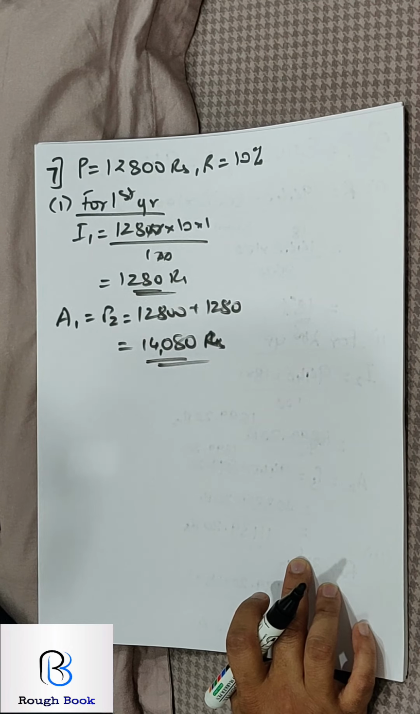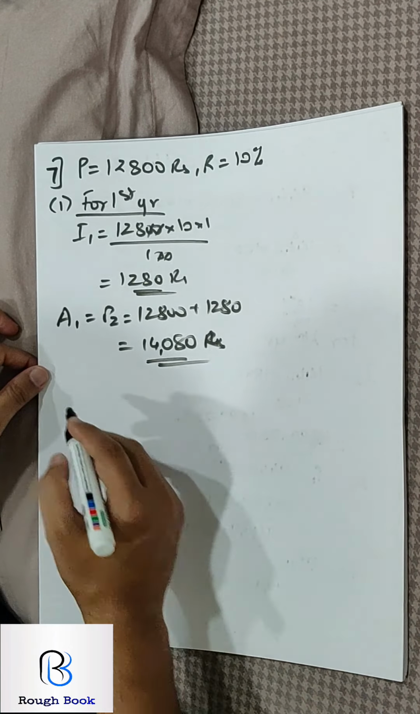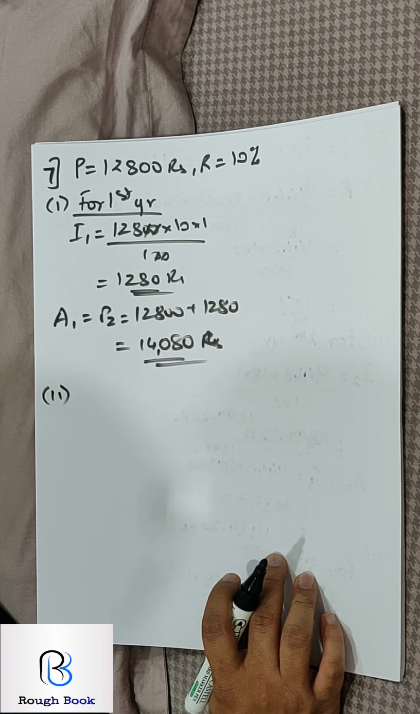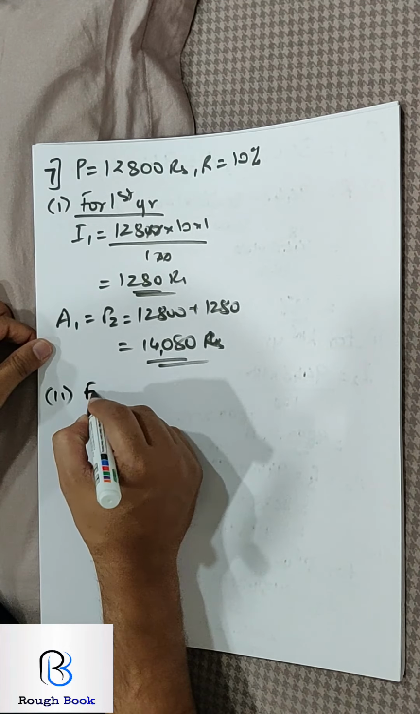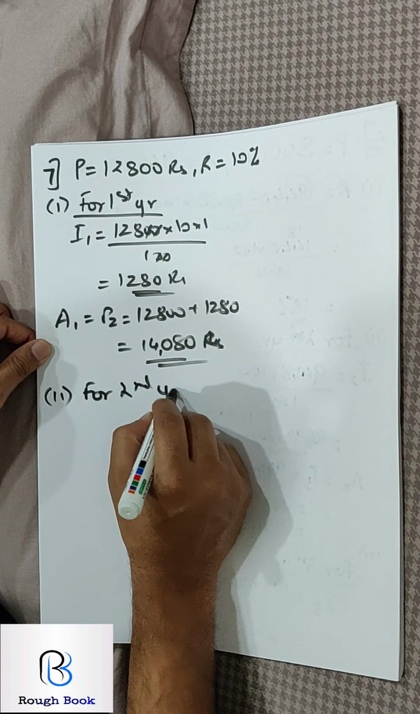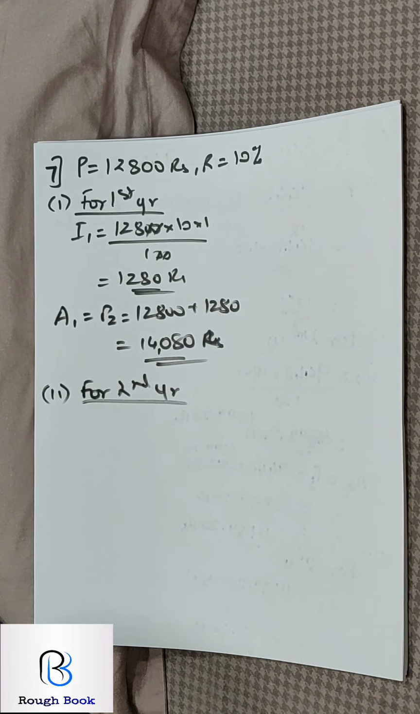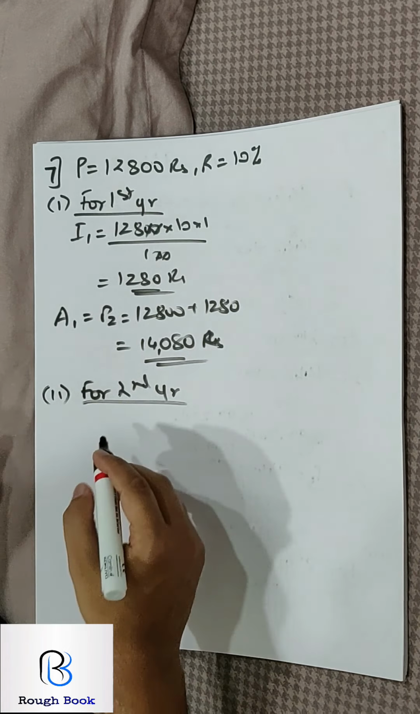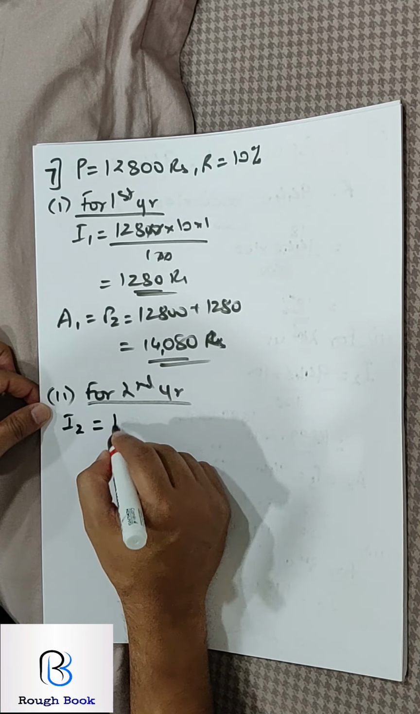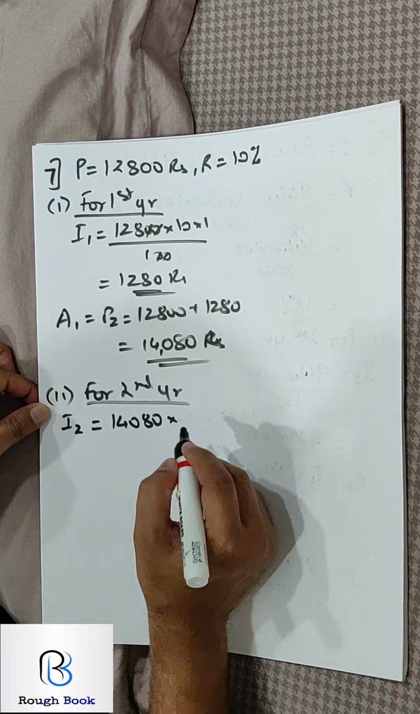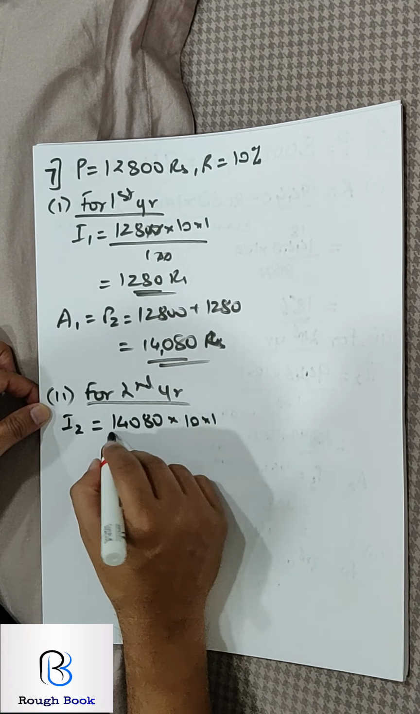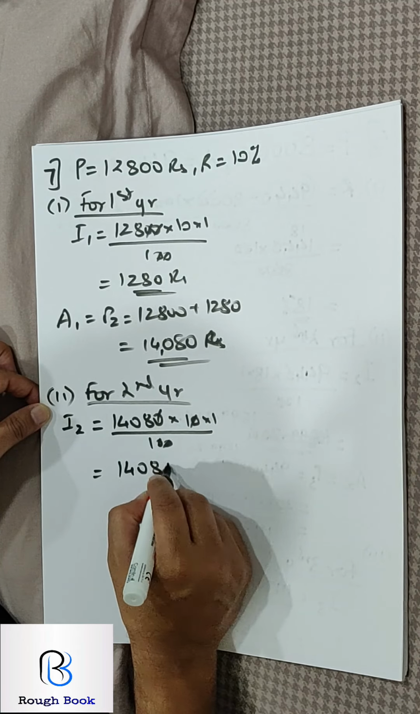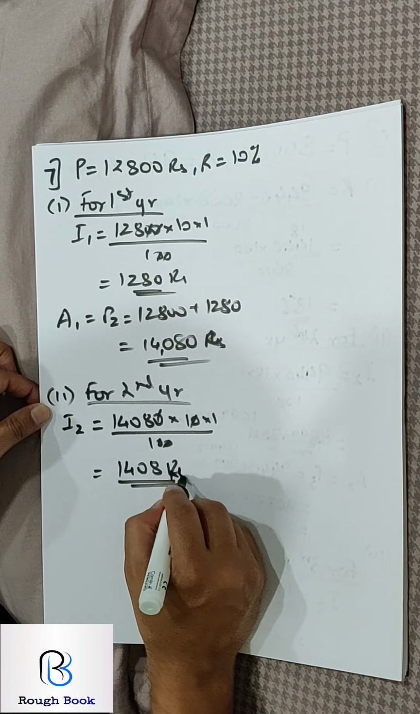14,080. The second part, the interest he earns during the second year. So come on, go ahead, check the interest he earns during the second year. So for second year, let's see what's the answer. So I2 is 14,080 into 10%. So 1408 rupees. That should be my second part.